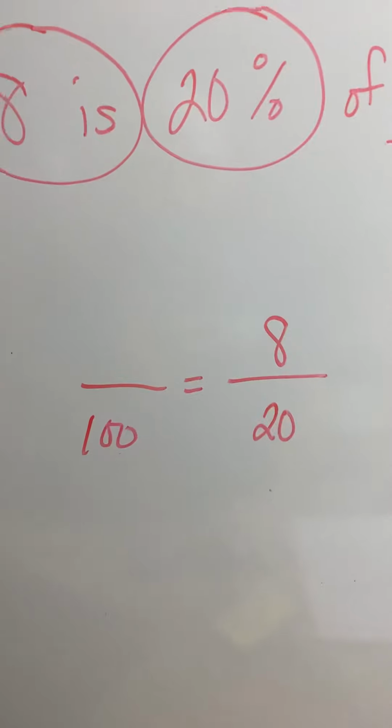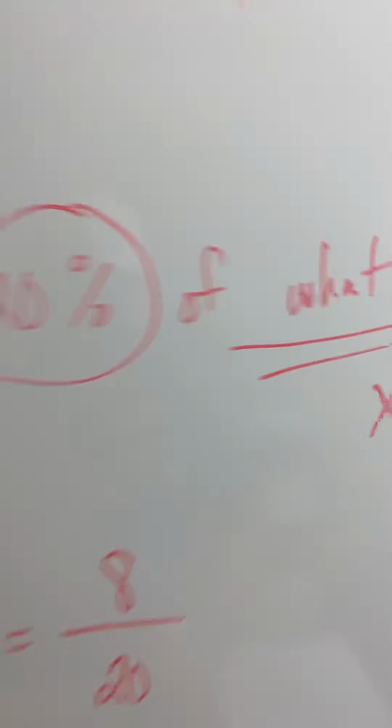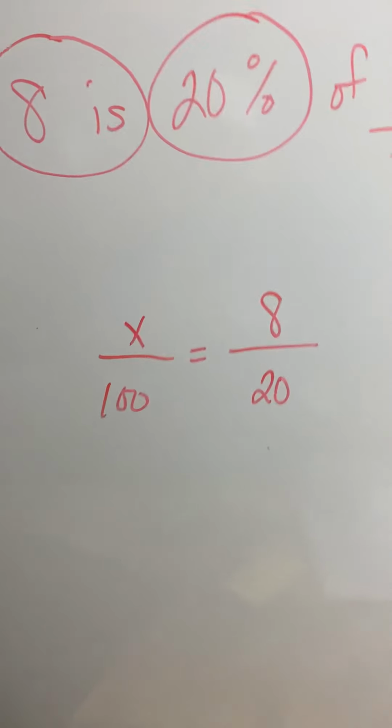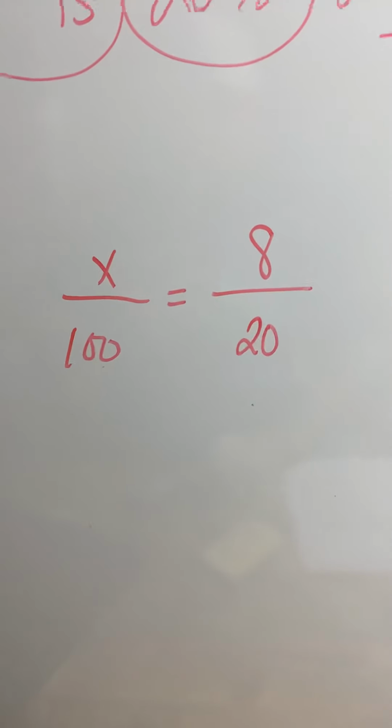And you can see that you have a blank again. And that goes where the of is. So the x goes right here. Now, we've set up our proportion. Now all we have to do is cross multiply.